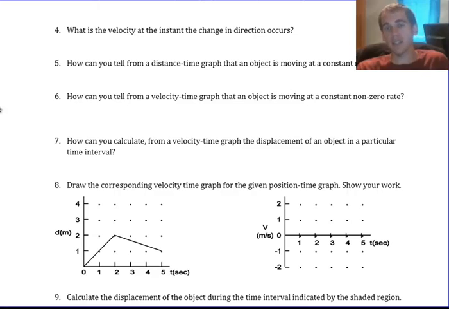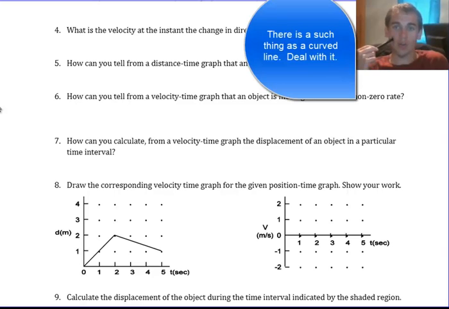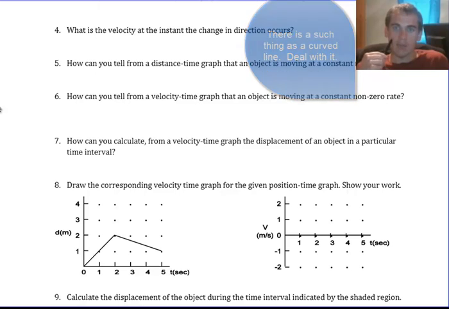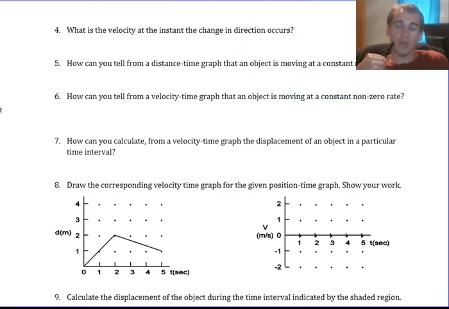How can you tell from a distance time graph, and by distance I mean position, how can you tell from a position time graph that an object is moving at a constant non-zero rate? A non-zero constant rate means that it's either moving closer to or further from the origin, and so its position is increasing or decreasing. So it's got to be a sloped line, and since it's a constant rate, it's got to be a straight line as opposed to a curved line. So on a distance time graph, which is a position time graph, an object is moving at a constant non-zero rate if the line is a straight sloping line.